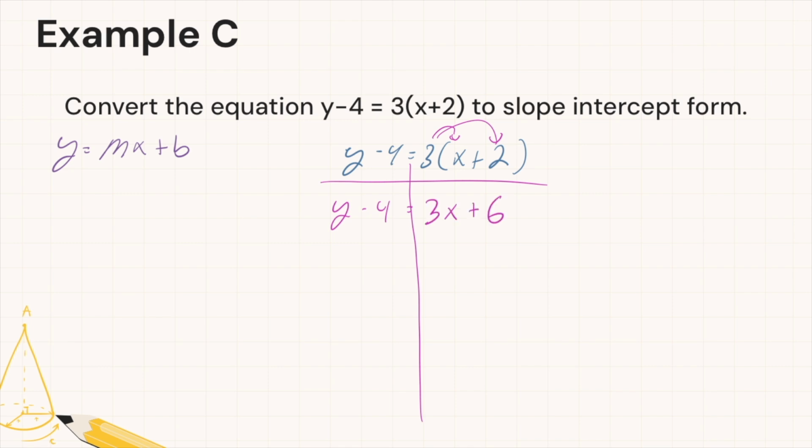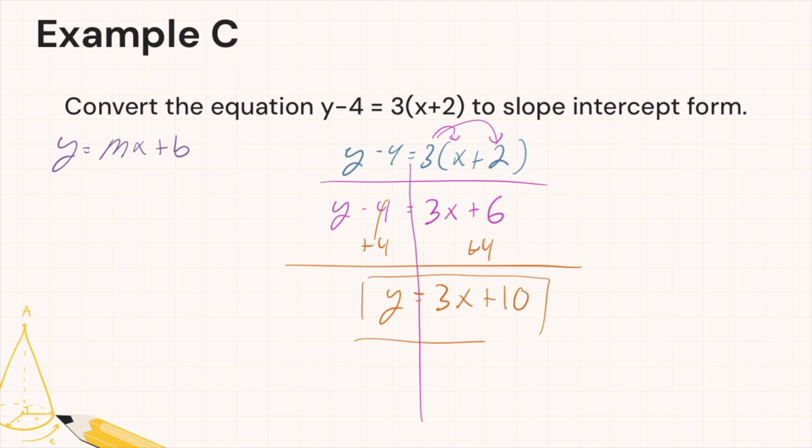All right, our next step is to get that y by itself. To do that, we're going to add 4 to both sides. These are going to cancel, leaving me with y equals 3x, because I can't combine 4 with the x, but I can combine 4 with positive 6 to end up with positive 10. So now I've got my equation in slope-intercept form, and it's on to the last example.